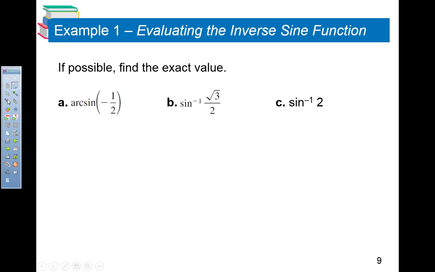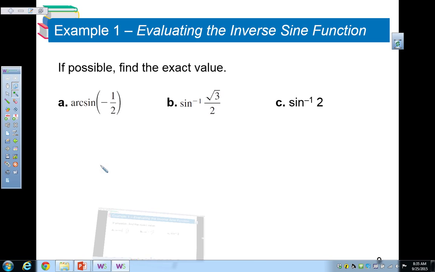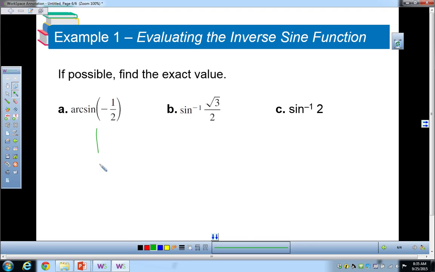So arc sine of negative 1/2. What that's saying is, where between negative pi over 2 and pi over 2 is sine equal to negative 1/2? Who can tell me where that is in terms of radians? We almost answered in the first little question that we have to go backwards instead of forward. Where's sine negative 1/2?